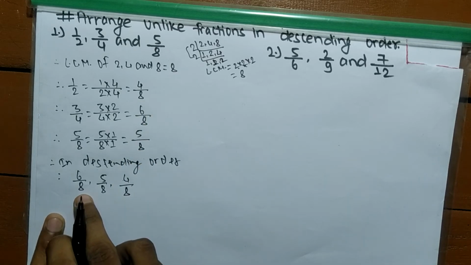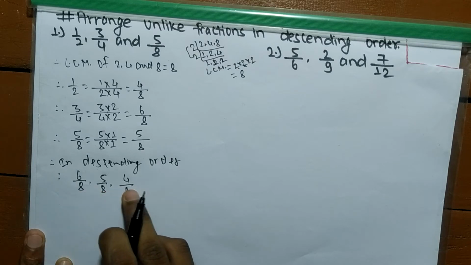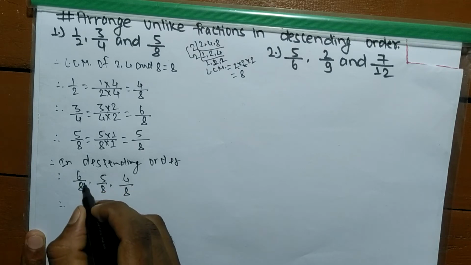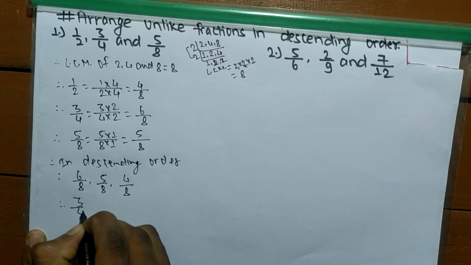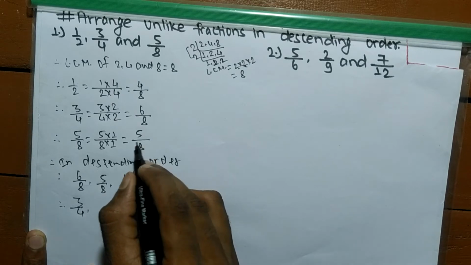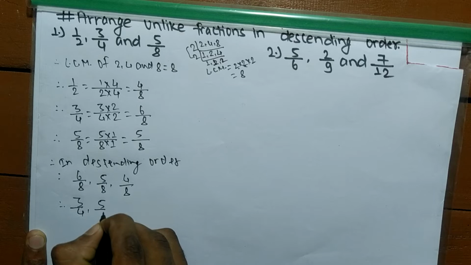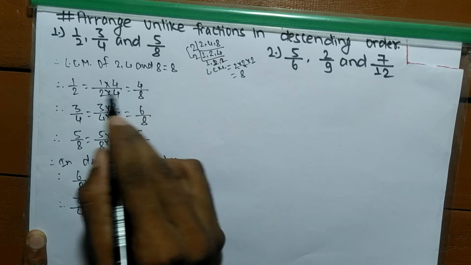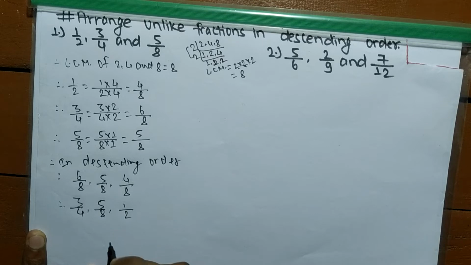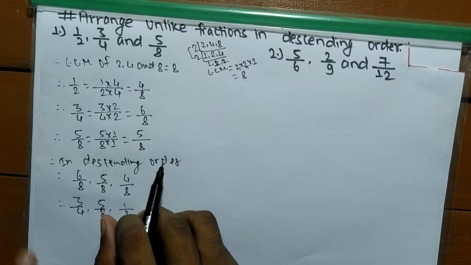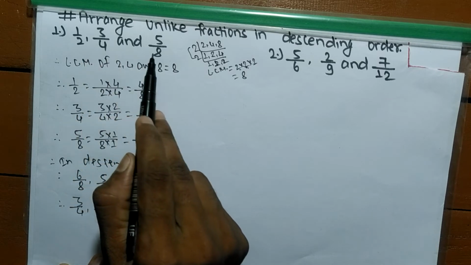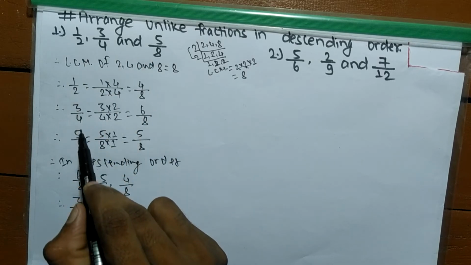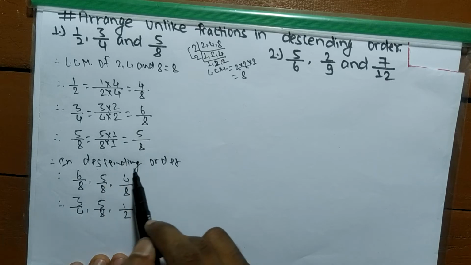So we arrange them in descending order, from the greater one to the lesser one. Here 6 by 8 corresponds to 3 by 4. 5 by 8 corresponds to 5 by 8. 4 by 8 corresponds to 1 by 2. So we have arranged them in descending order. In this way we can arrange unlike fractions into descending order. First of all we take the LCM of the denominators. After that we change all the unlike fractions into like fractions and then arrange them.